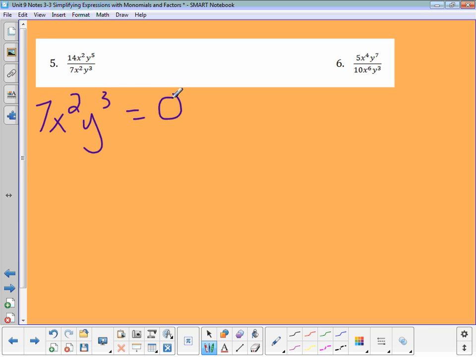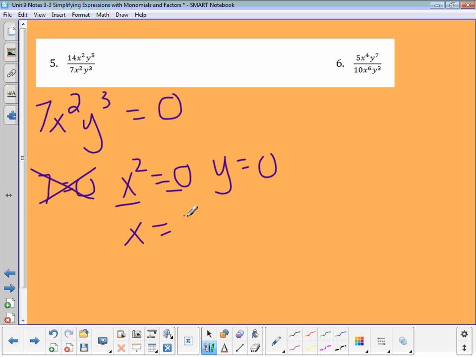So what I'm going to do is use a fake version of the zero product property. I'm going to take each factor and set it equal to 0 to see what my excluded values are going to be. Well, 7 is never going to equal 0, so I don't have to worry about that one. So when is x squared equal to 0? Well, only when x is equal to 0.